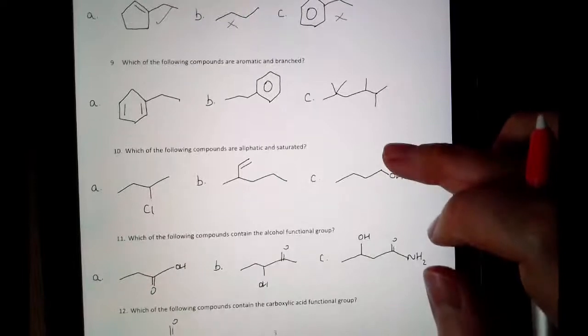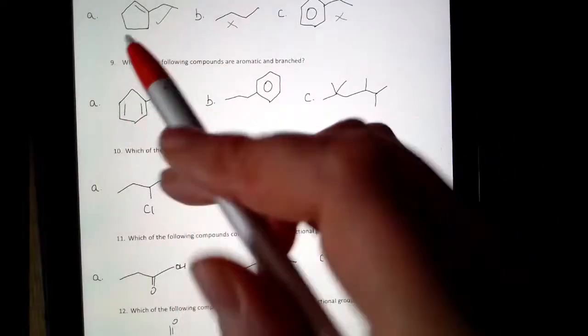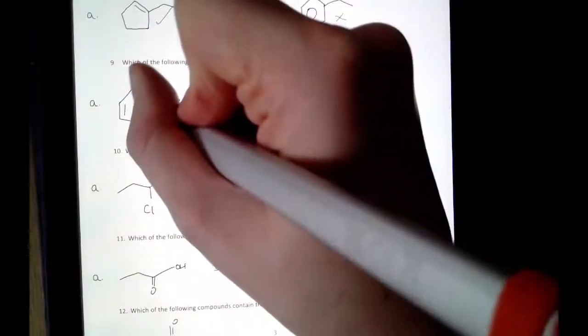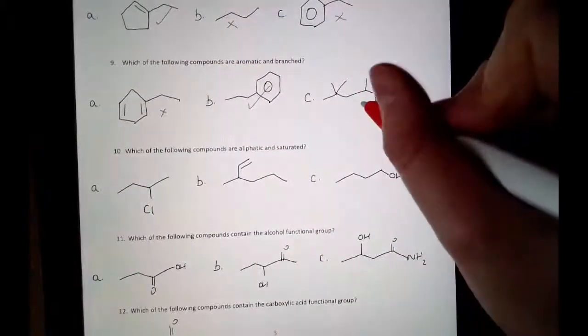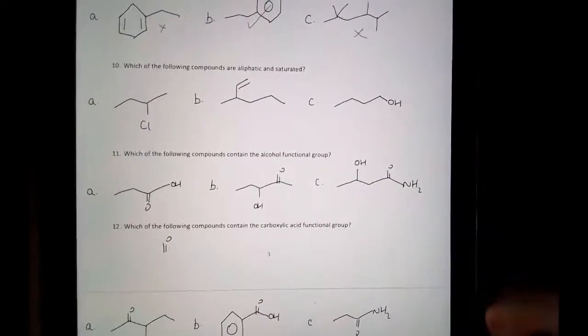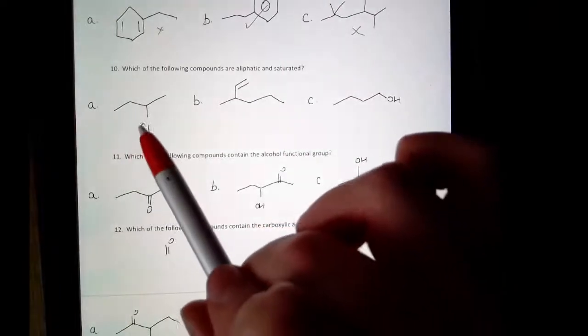Which of the following are aromatic and branched? Here I've got a ring, but I've only got two double bonds. I don't have the three, so it is not aromatic. This one, this is a benzene ring, and it's got a branch. Here, no benzene rings in sight, so it's not going to be aromatic. Aliphatic and saturated. So this does count as being aliphatic because there's no benzene ring.